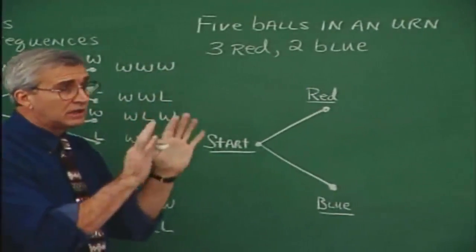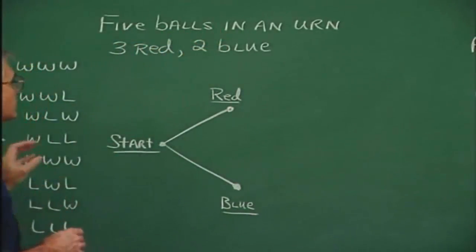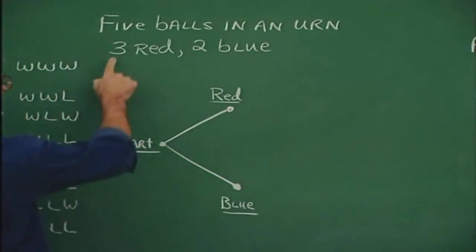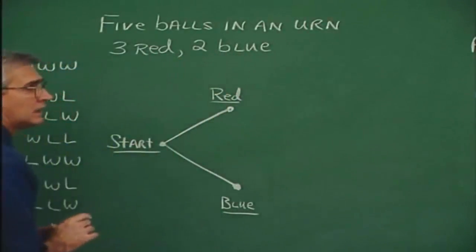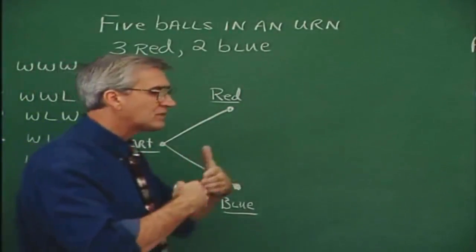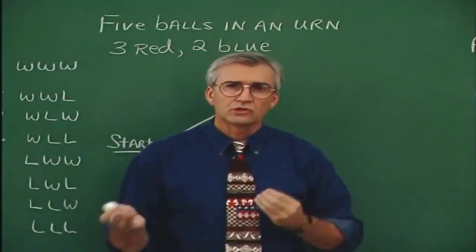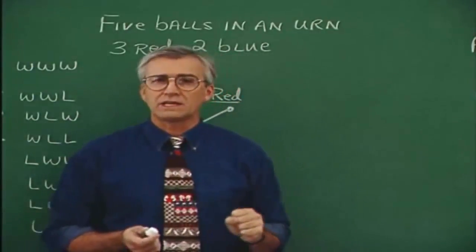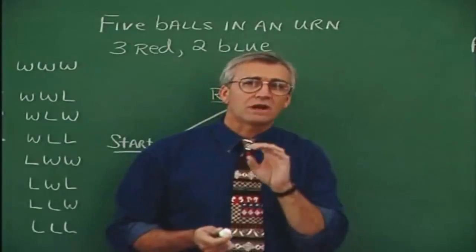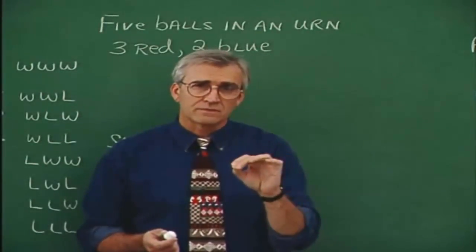Suppose we have, and this is a little bit different than the previous problems, suppose there are 5 balls in an urn. They're all the same size, but there are different colored balls involved. 3 of them are red, 2 of them are blue. Now we want to write the possible sequences when we draw 2 balls, and we're not going to replace the first one, without replacement.